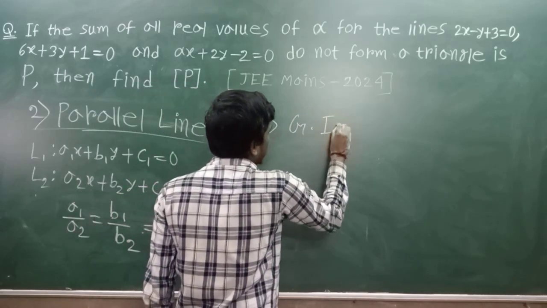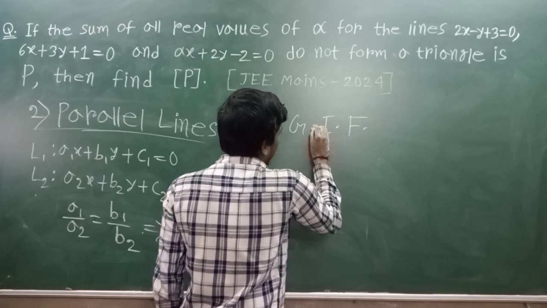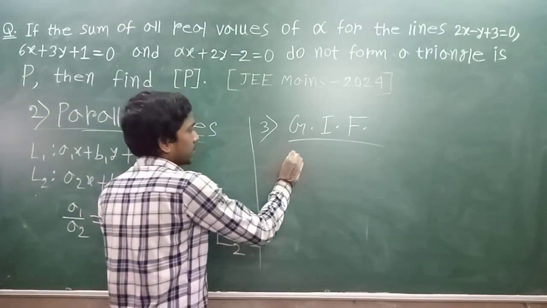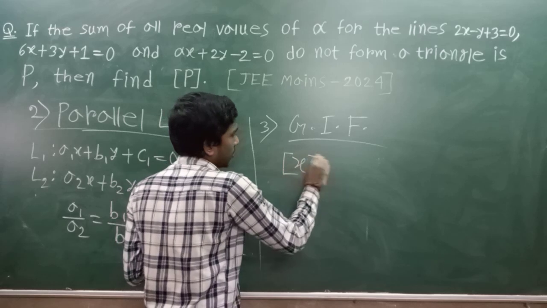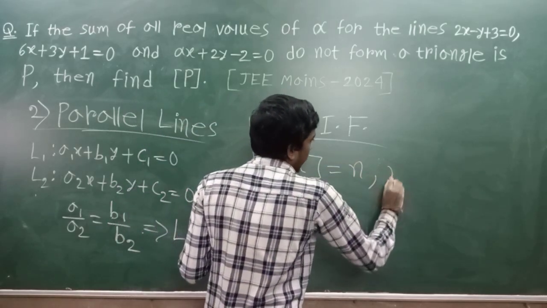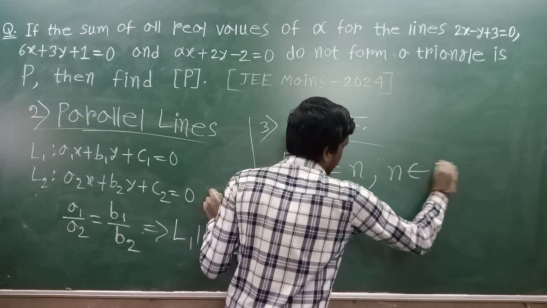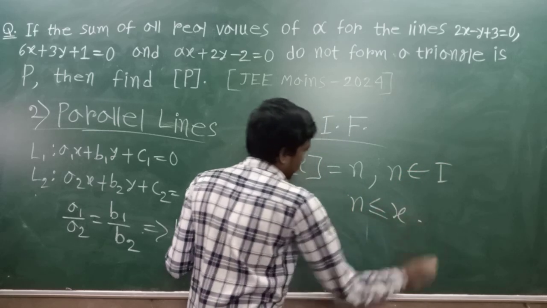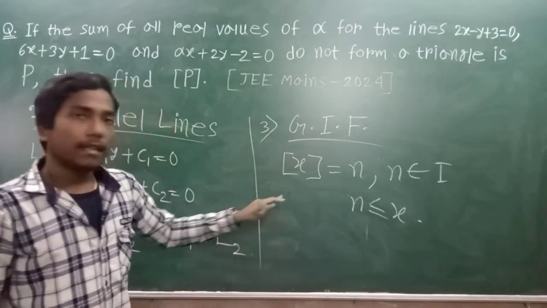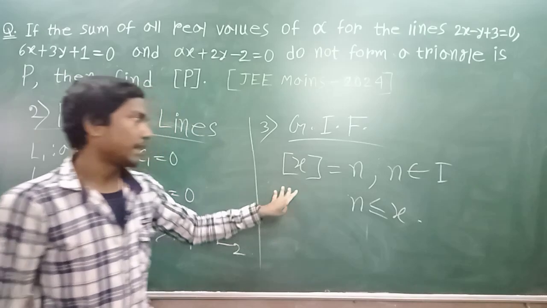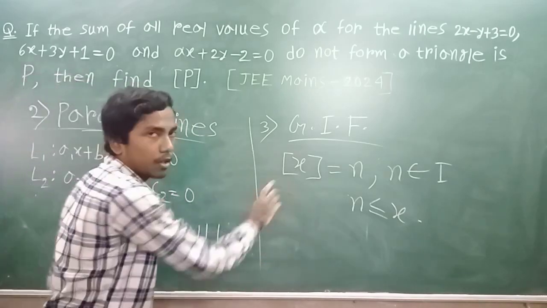GIF, greatest integer function. So you have studied about functions. Greatest integer function is denoted by this symbol called box. And box x is equal to n, where n belongs to integers and is less than or equal to x. So the greatest integer function gives an integral value which is less than or equal to x. Okay, this symbol is called box.